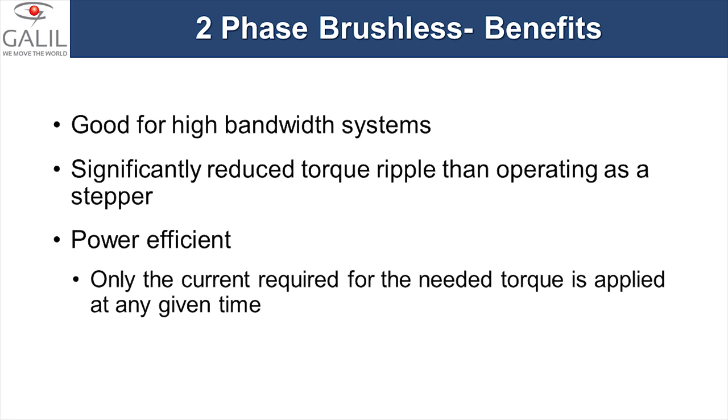Unlike normal stepper operation, where the current needed for maximum torque is applied at all times, the amplifier only applies the current that is required at any given time. This results in a more power-efficient system. By using a commutating amplifier to switch the current through the phases, the motor runs with significantly reduced torque ripple compared to operating as a normal stepper.